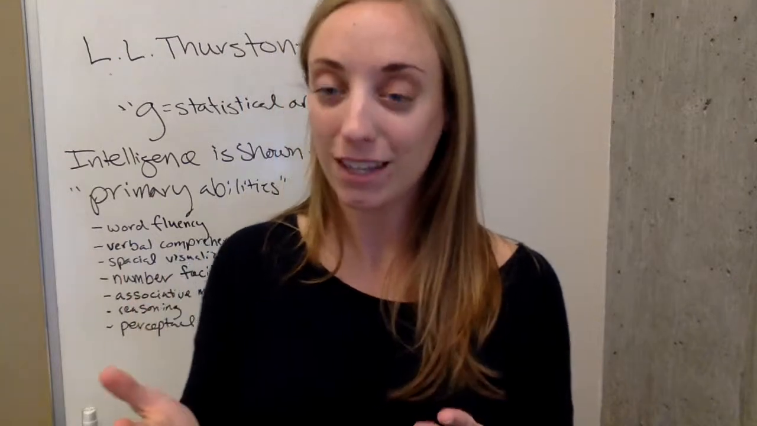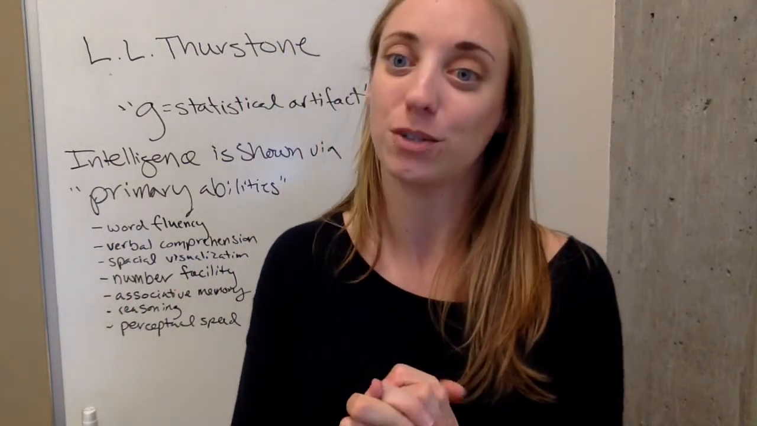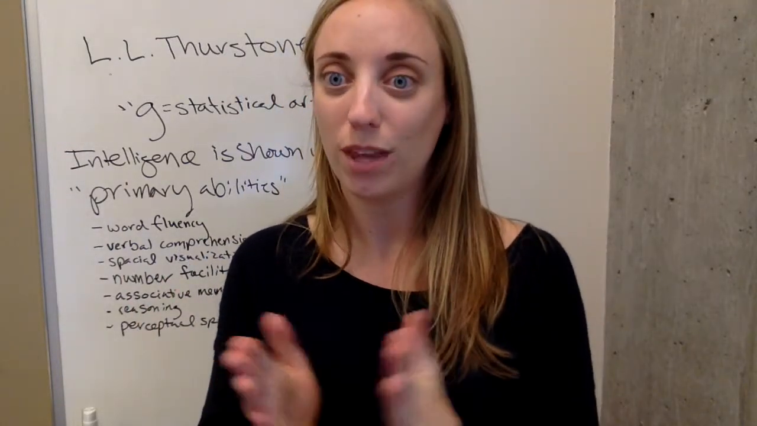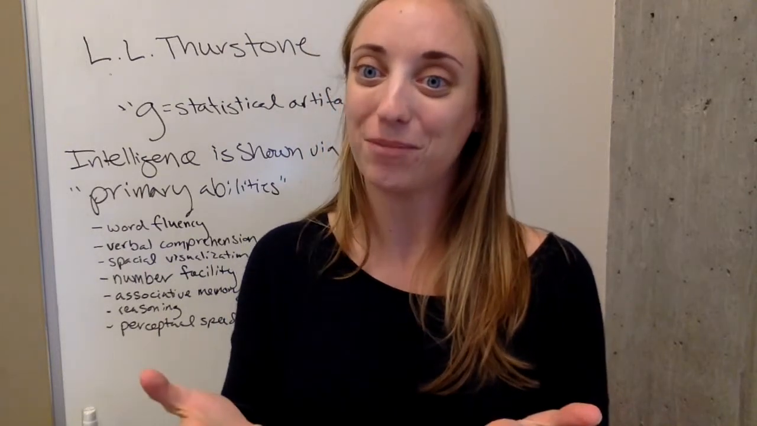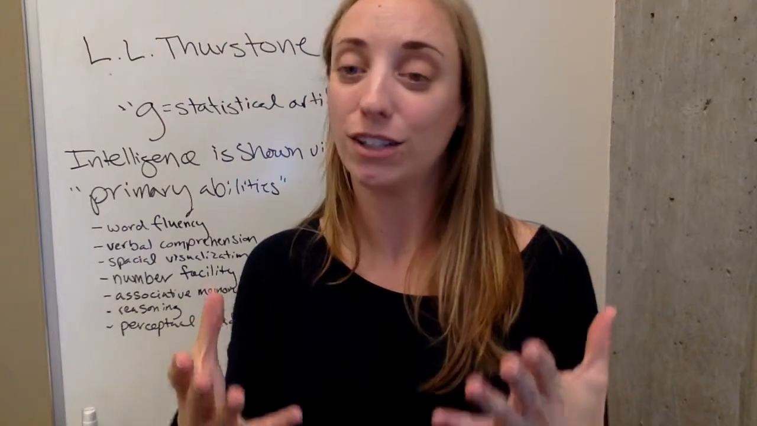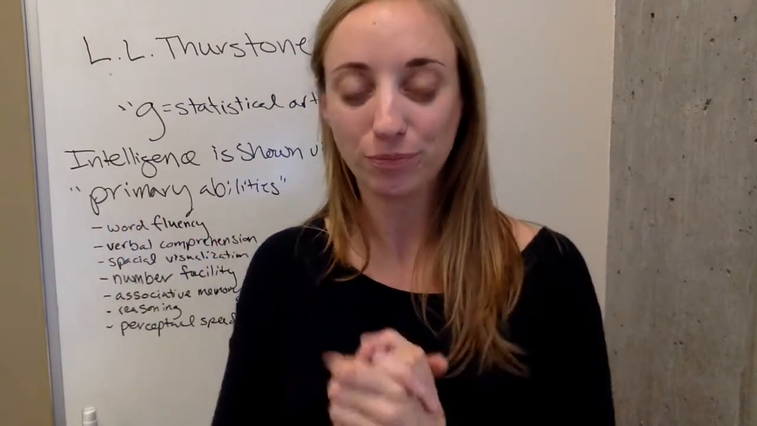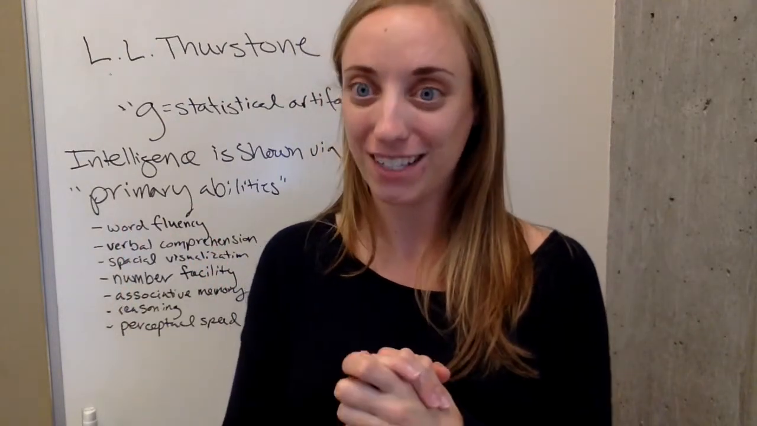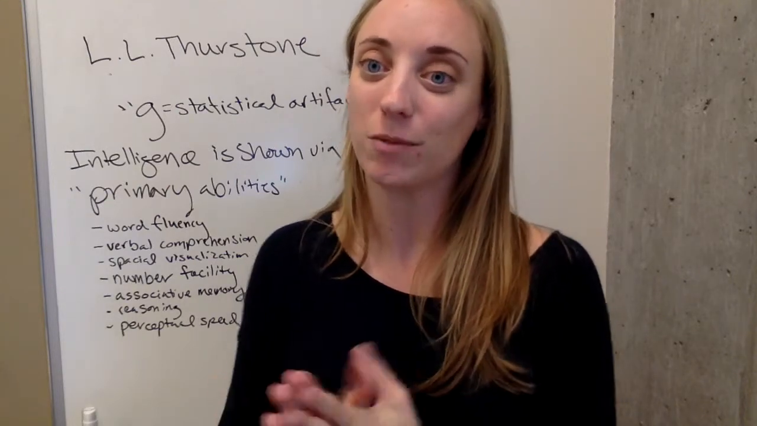For the purpose of this video and for your quiz tomorrow, just know that Charles Spearman developed the theory of intelligence, proposing that intelligence was based on a single factor, known as the G factor. And L.L. Thurston developed a theory of intelligence that was based on the 7 different primary abilities.